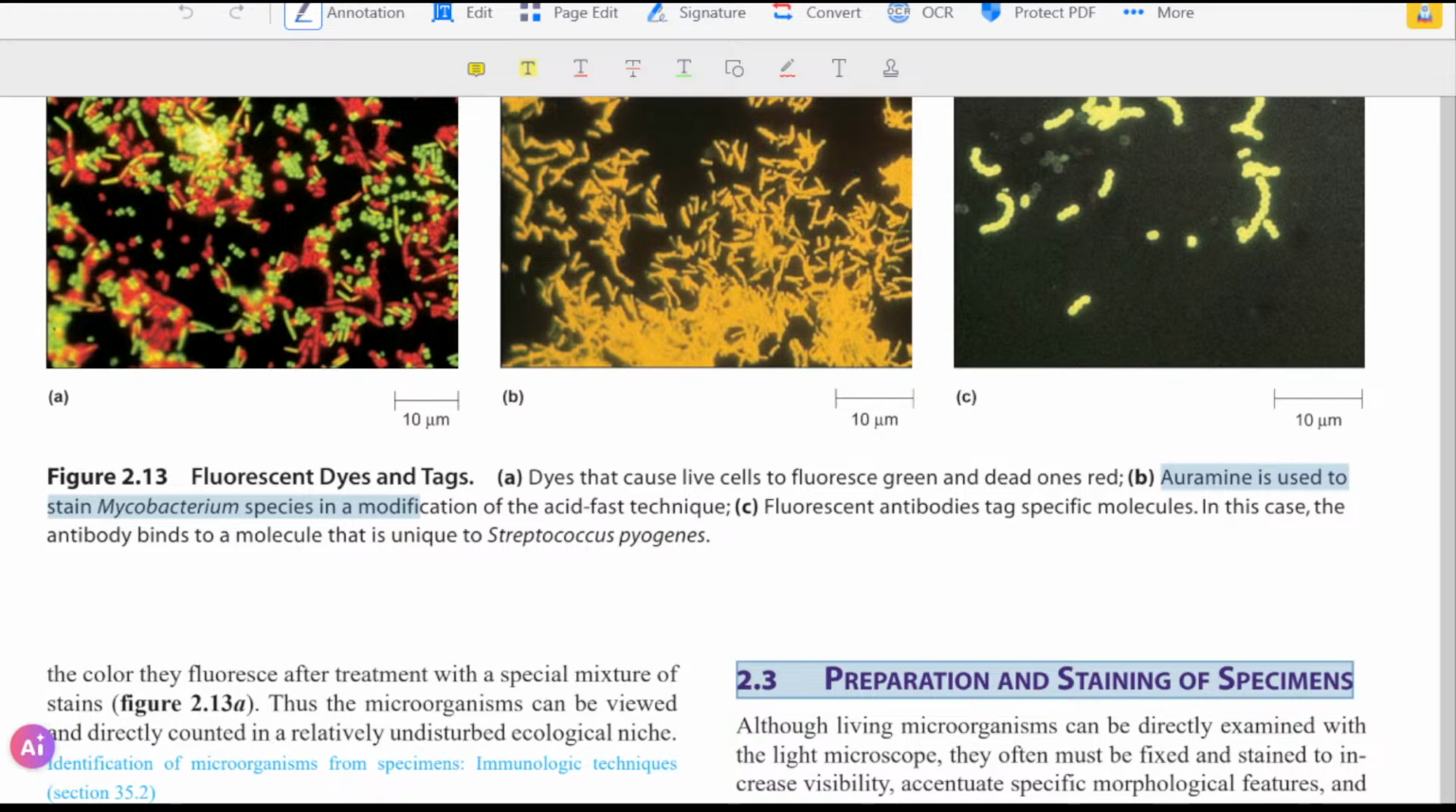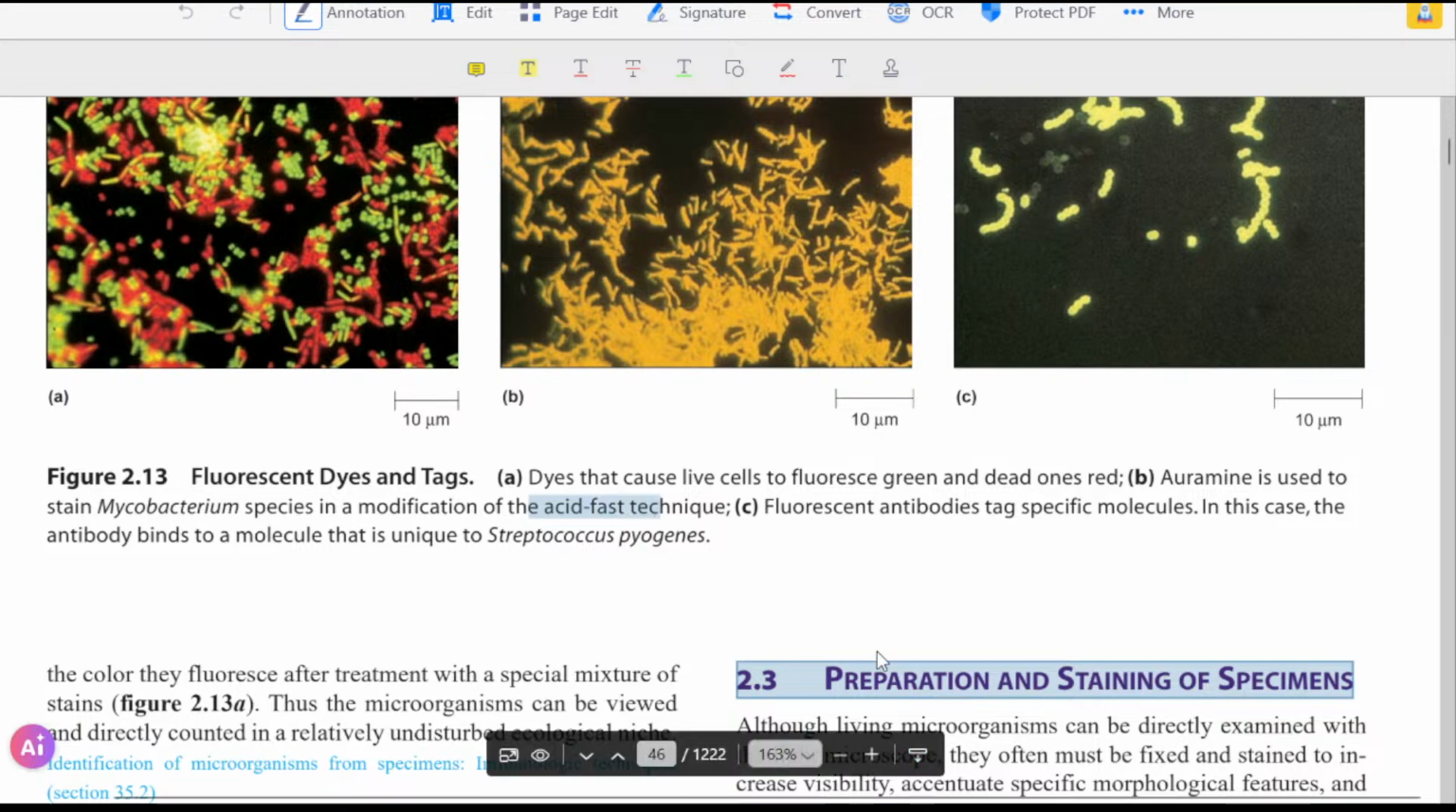Alright, so in this case it is Mycobacterium species. We wanted to know if these bacteria are Mycobacterium species or not, so we use a stain that is auramine, right? And this is a modification of the acid-fast technique. Guys, acid-fast staining is coming in the future, so we will study that later. But here they are saying auramine is used in modification of this technique.